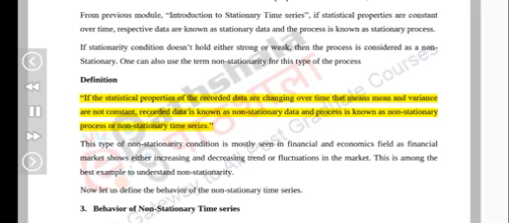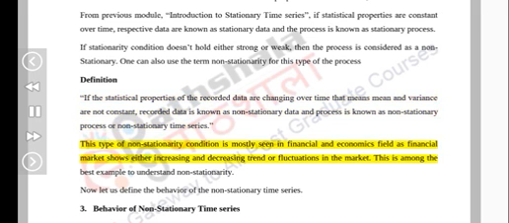Recorded data is known as non-stationary data, and the process is known as a non-stationary process or non-stationary time series. This type of non-stationarity condition is mostly seen in the financial and economics field, as financial markets show either an increasing or decreasing trend or fluctuations in the market. This is among the best examples to understand non-stationarity.